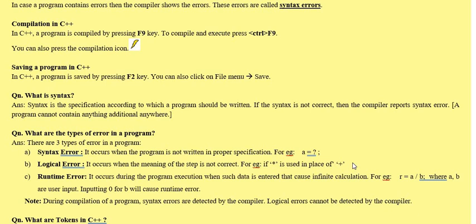And runtime errors are basically one special case of logical error. That when division is done, there should be a check that if the denominator is 0, then don't go for division. Stop, don't go. Because that will not be a valid calculation.